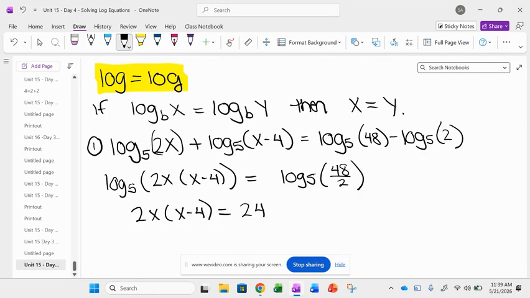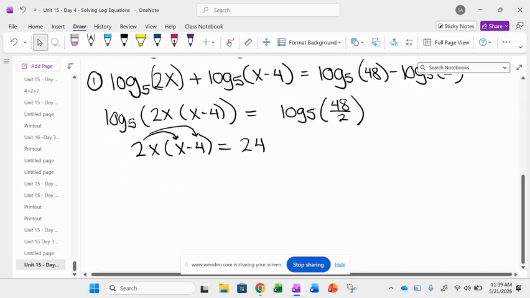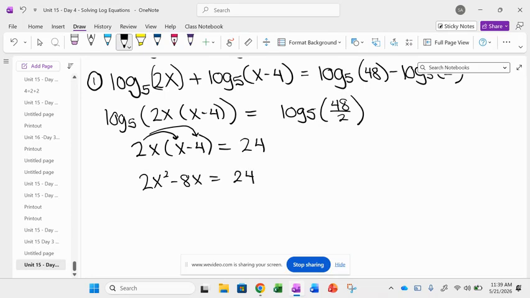Any guesses on what you think I'm going to have to do here? What's your name? Sean? Yep, we're going to start off by distributing the 2x. So we have 2x squared minus 8x equals 24. Looks like we're going to have to factor, right? So I'm going to move that 24 over. 2x squared minus 8x minus 24 equals 0.